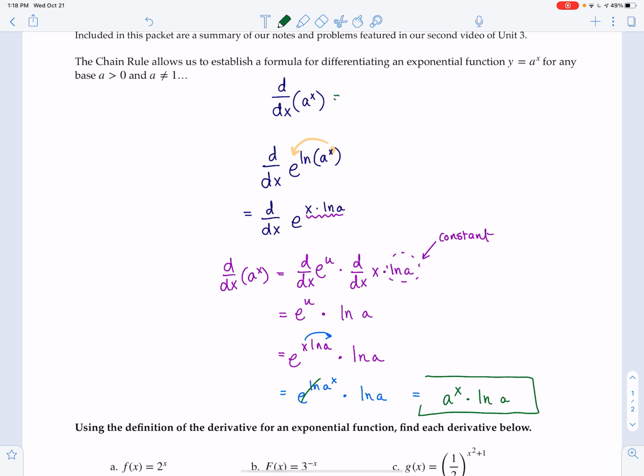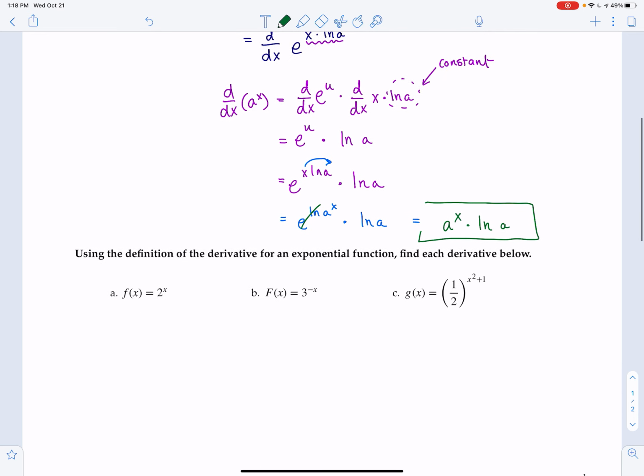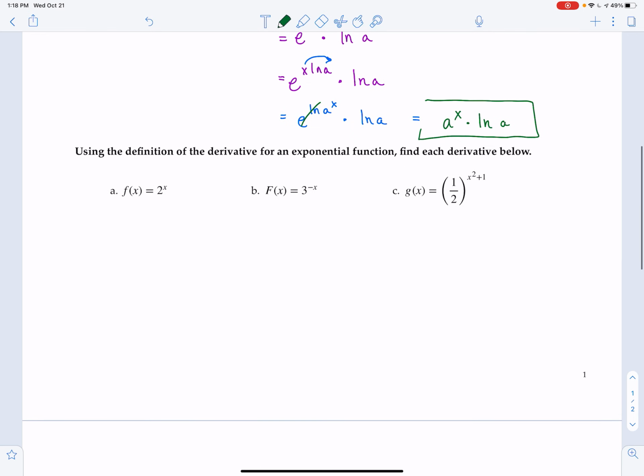We can put that up here at the top of the problem, a to the x times the natural log of a. So if the function was 5 to the x power, our derivative would be 5 to the x power times the natural log of 5. We're going to use this rule for these three problems down here below, and we're going to see how this goes.